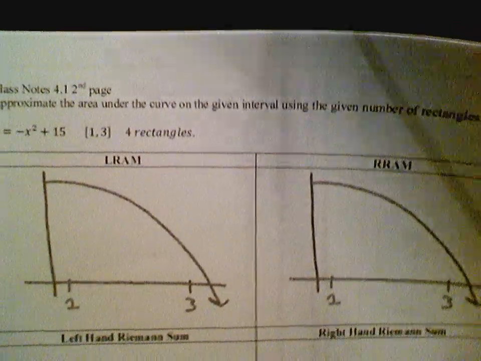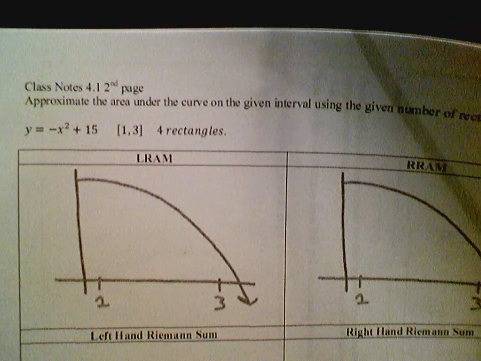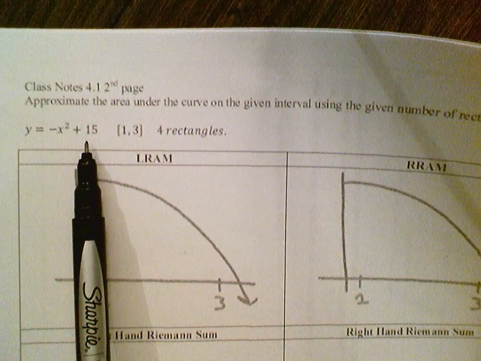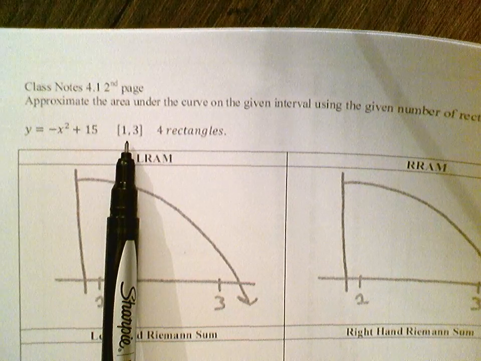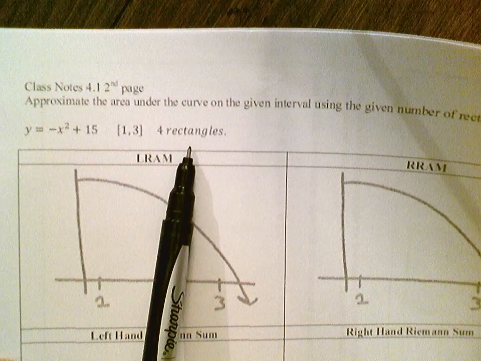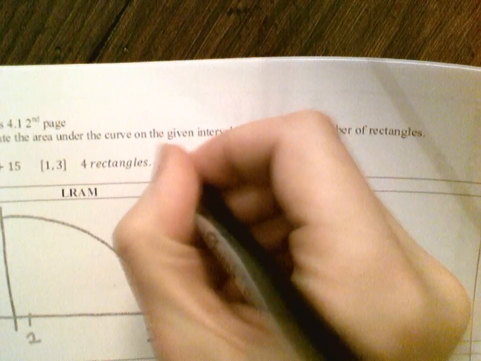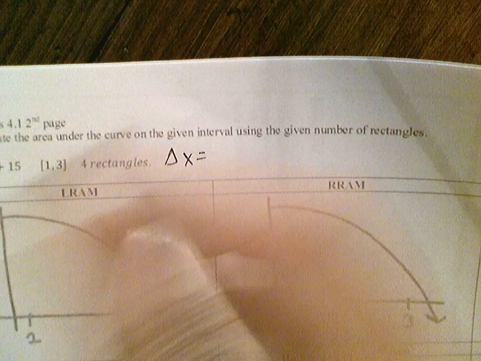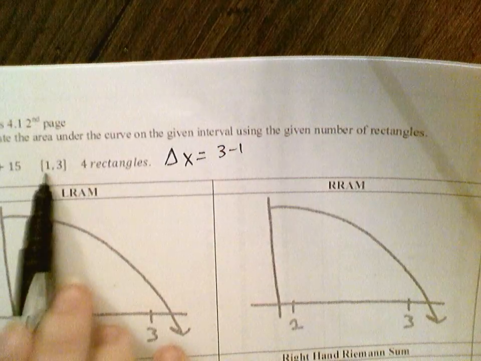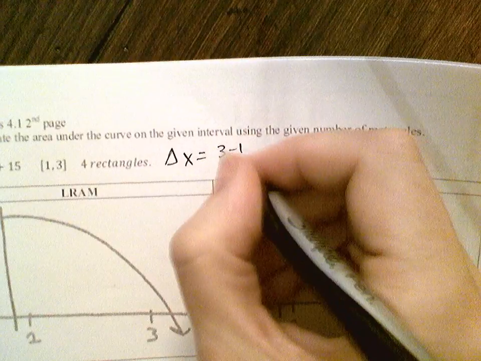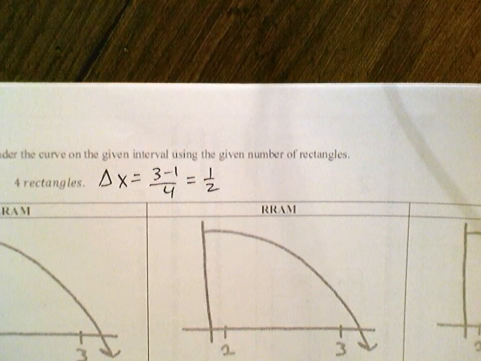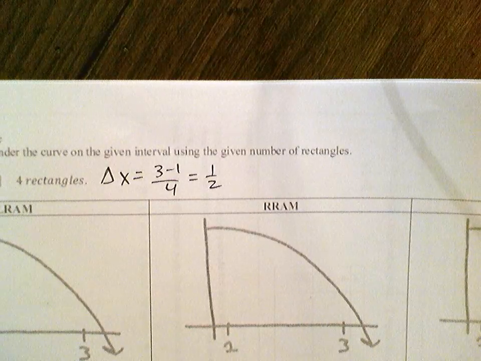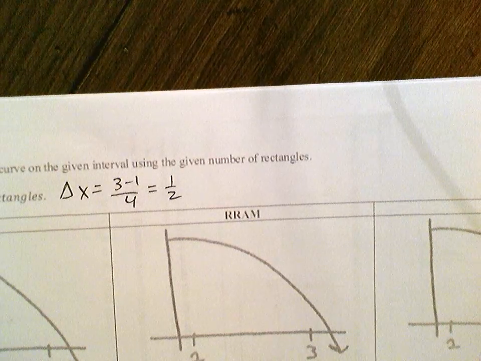So I'll show you how to do this. This is kind of a long process, so just bear with me. The first thing that you want to do is, in each case we have the graph of the same function. The interval that we're estimating the area under the curve on is from 1 to 3, and we want to use 4 rectangles. So the first thing you've got to do is figure out what the delta x is going to be, and the way you do that is 3 minus 1, so that's the length of the whole segment, but we want 4 rectangles, so we divide it by 4, so that'll be 2/4, so 1/2. All right, so we're going to use 4 rectangles in each case, each having a length of 1/2.